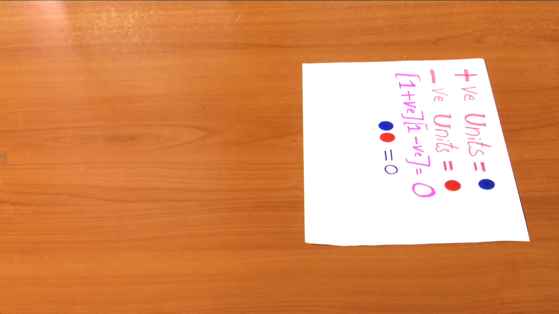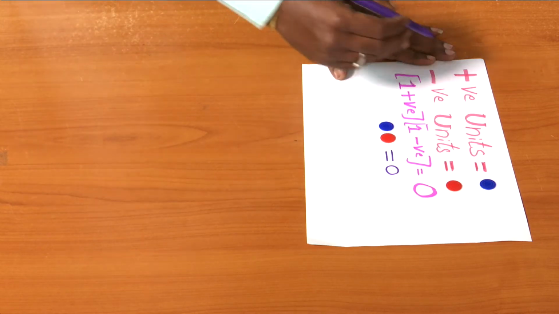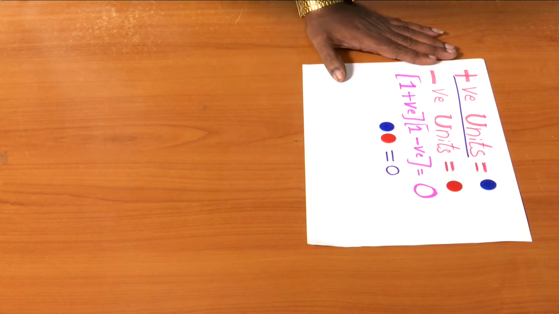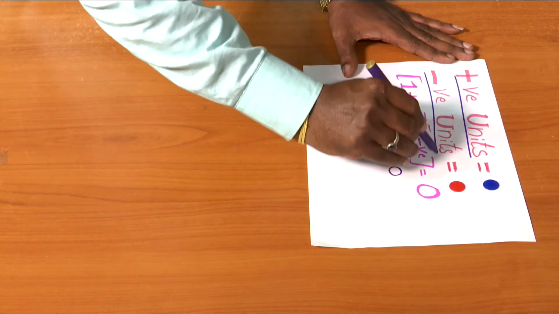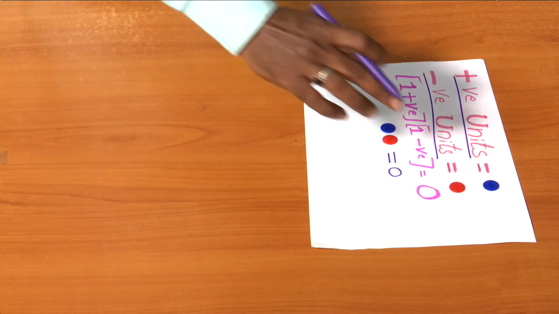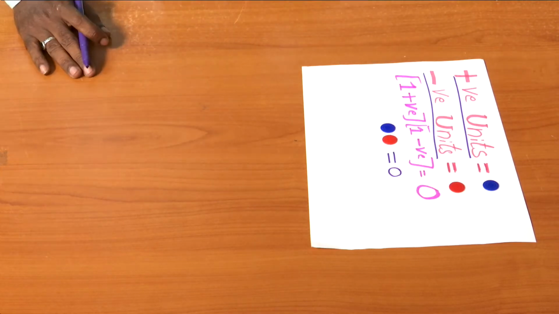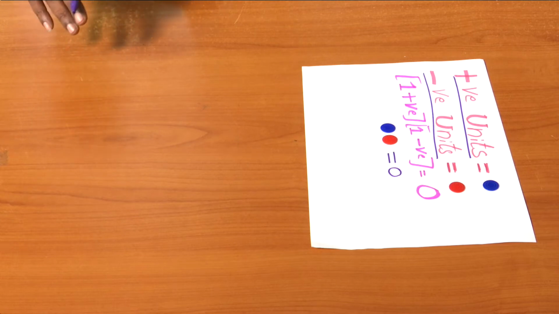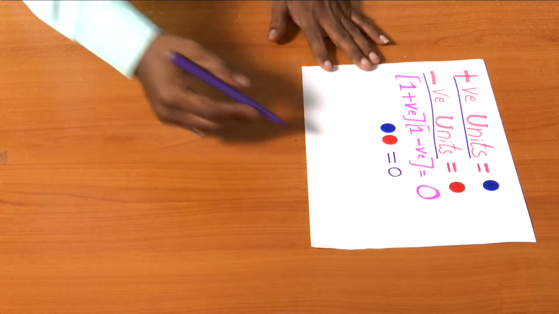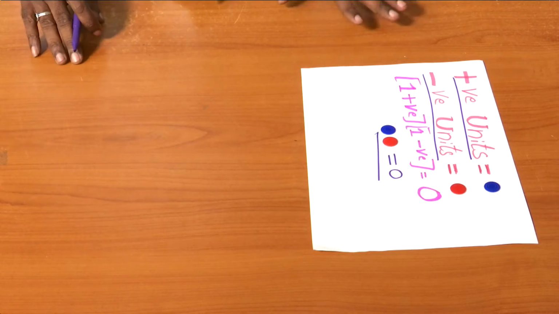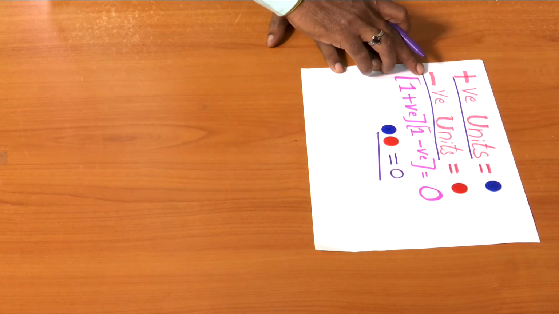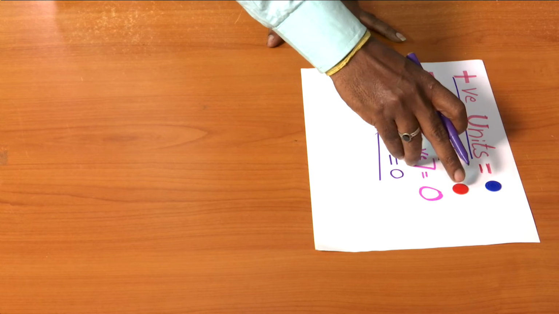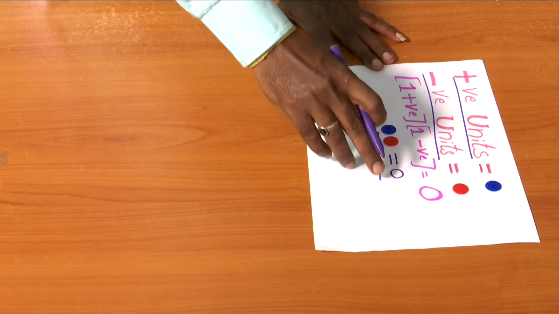Dear students, in this activity positive units are denoted by blue tokens and negative units are denoted by red tokens. When one positive unit and one negative unit are taken together, their value is 0. I think you will understand it. Positive units means positive numbers, denoted by blue; negative numbers denoted by red. One positive, one negative means 0.